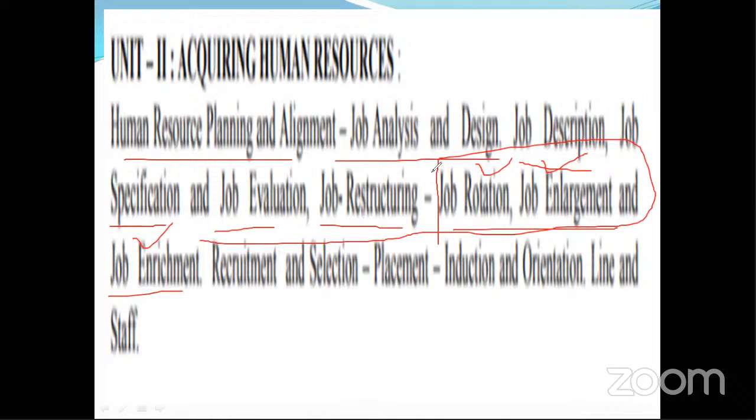We have learnt about job rotation and job enlargement today. And in our next class, we will learn about job enrichment. And if time permits, we will learn about recruitment and selection also in the next class.